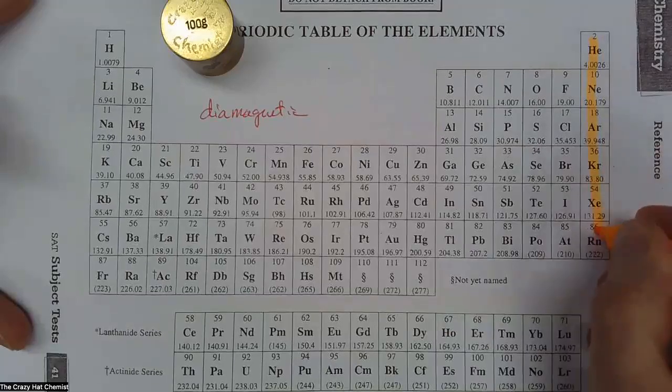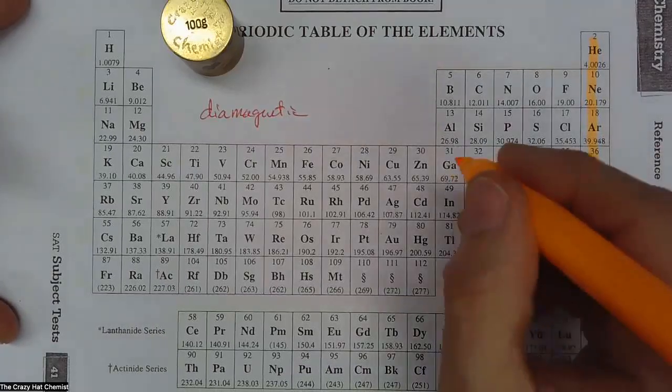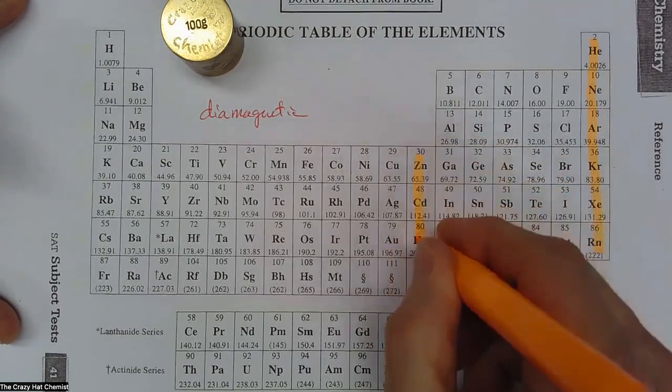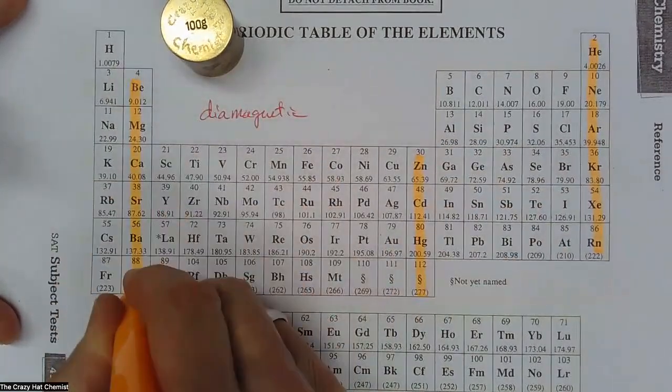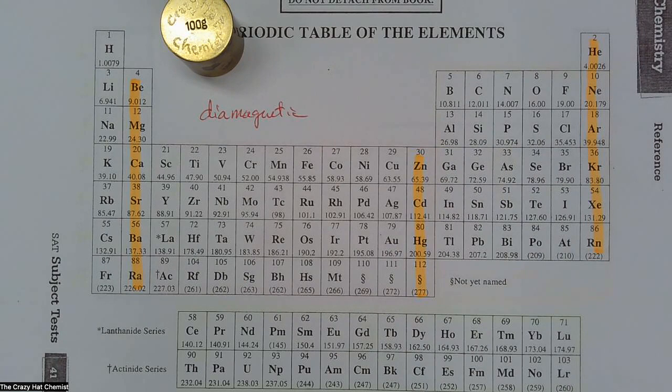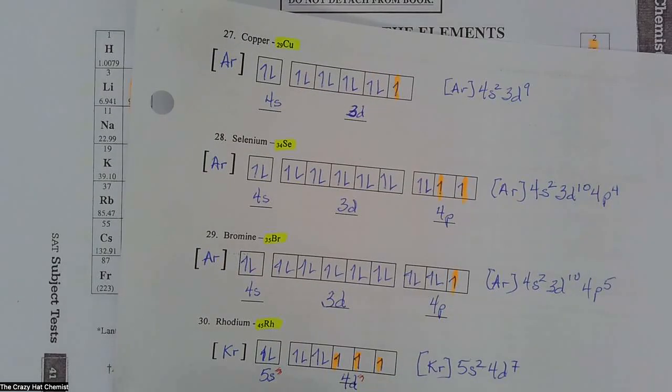So everything here is paramagnetic, okay? As well as this group here is paramagnetic, as well as these are paramagnetic. So those are paramagnetic. The elements that I've highlighted in orange right now are going to be diamagnetic. So diamagnetic has those paired electrons. These are diamagnetic. In orange are diamagnetic. Paramagnetism has unpaired electrons. All right.